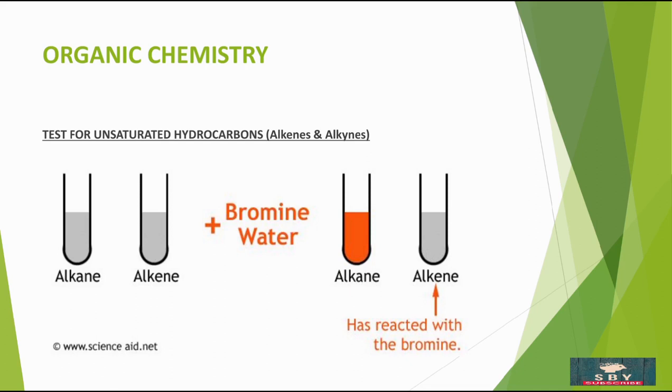Bromine water is brown. When bromine water comes into contact with an unsaturated hydrocarbon, it becomes colorless. An alkane is a saturated hydrocarbon. Bromine water is used to test for unsaturated hydrocarbons, which are either alkenes or alkynes. When you mix bromine water with an alkane, the bromine water will still have its original color. But when you pass the bromine water through an alkene, which is an unsaturated hydrocarbon, the mixture will become colorless.